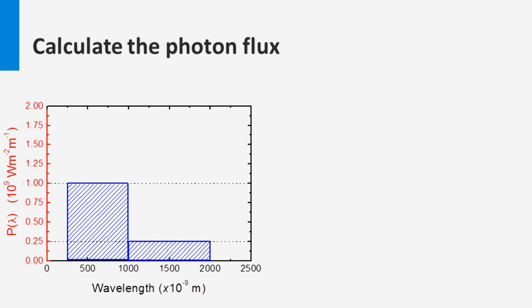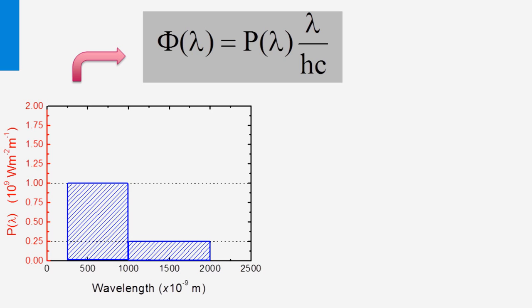The next question is, what is the photon flux? To determine the photon flux, we first need to determine the spectral photon flux. For that we need again the spectral power density function. The energy of a photon at wavelength lambda is the product of the Planck constant h and the light velocity c divided by the wavelength lambda.